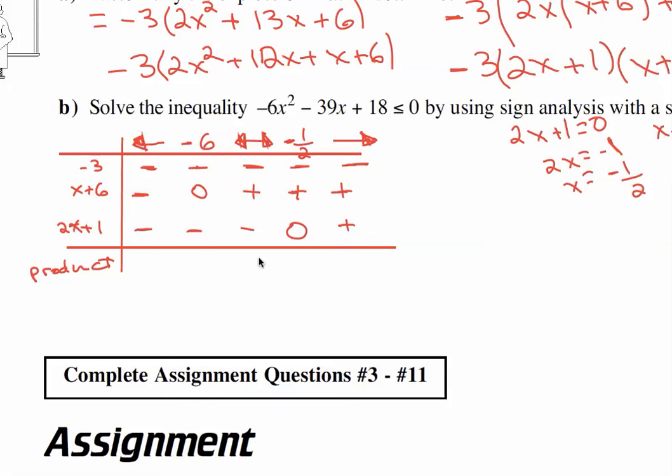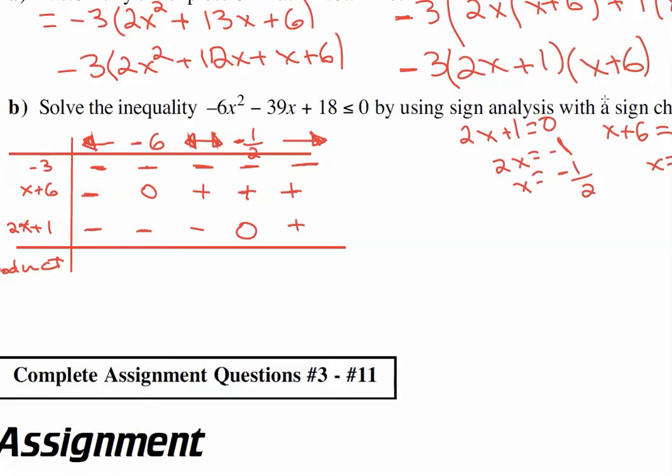So what does my product look like then? Well, my product is going to be the sum of all these signs. Again, this is because this is my final term in factored form. When x is less than negative 6, I'm going to have a negative value here, a negative value here, and I'm going to have multiplied by negative 3. So in total, that is going to give me a negative product.